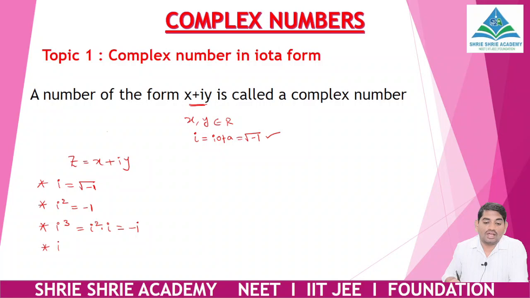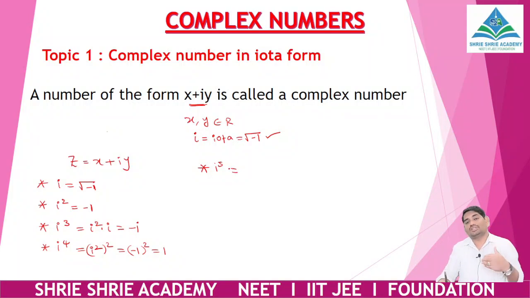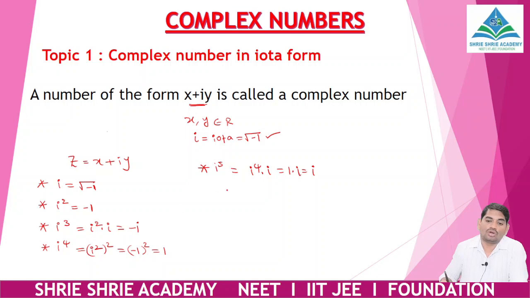Similarly, if you want to find the value of i power 4, we can write iota square whole square, which is equal to minus 1 whole square, which is 1. Then i power 5, i power 6, so i power any number we can find. i power 5 is i power 4 into iota. i power 4 value is 1 into iota is equal to iota.